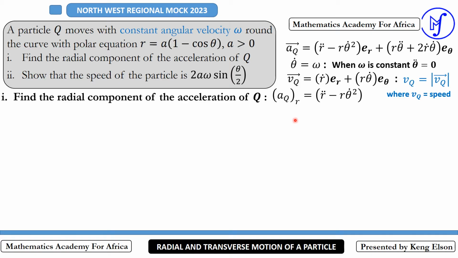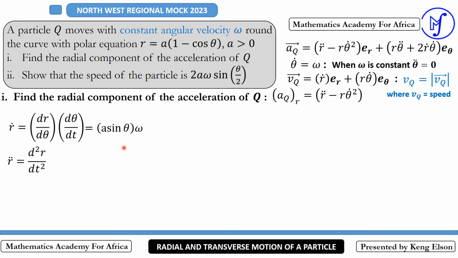So we have seen that the radial component is simply r dot dot minus r theta dot squared. So we need to find each term here, and then we subtract. So let us begin with r dot dot. To get r dot dot, we need to get r dot first. So our r dot is simply dr by d theta times d theta by dt. We are doing this because our r was given in terms of theta. We even did it previously and we got a sine theta times omega.